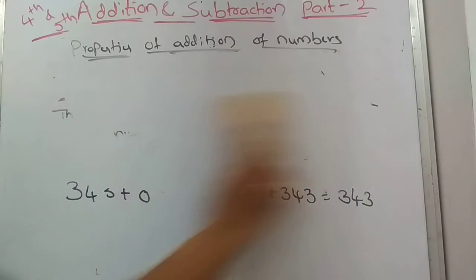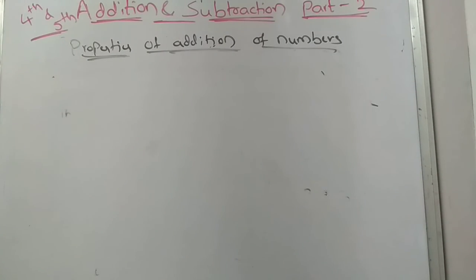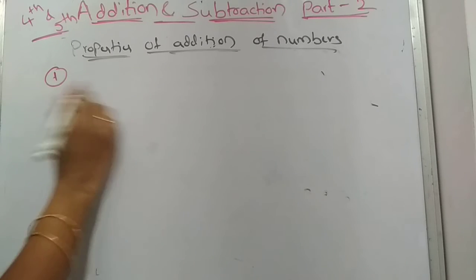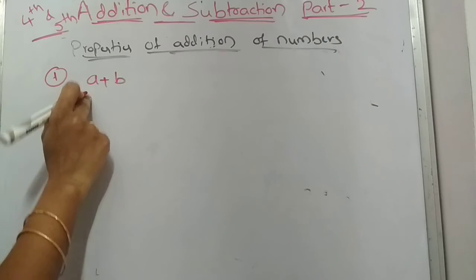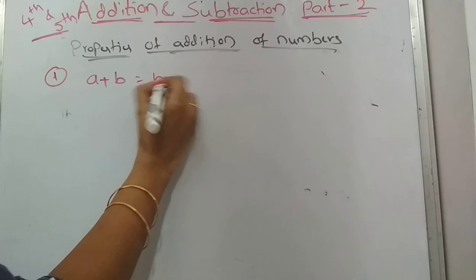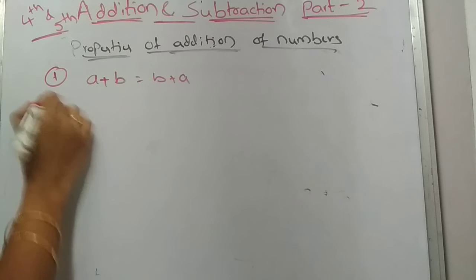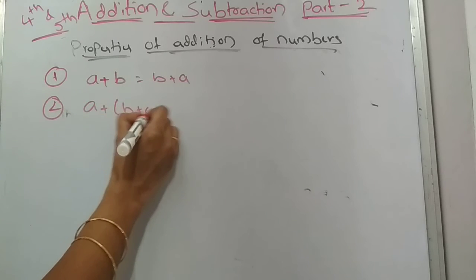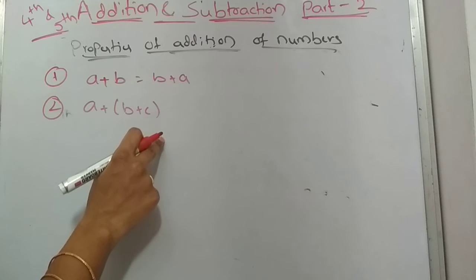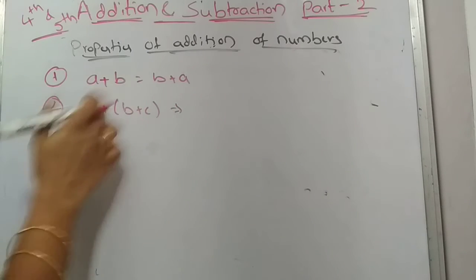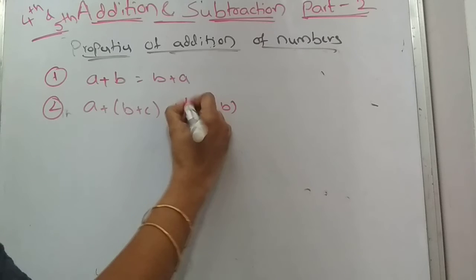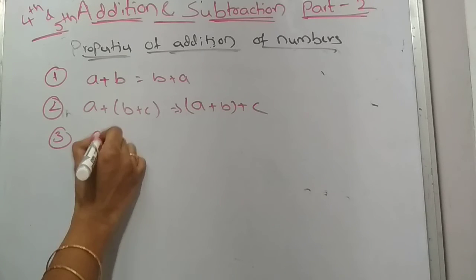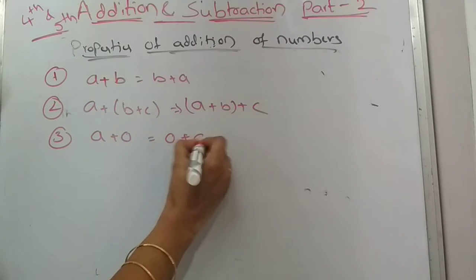What we learned today? First one is the order property of addition. Next, the grouping property of addition. Third one is the additive property of 0. The order property of addition means A plus B, any two numbers, you can add in either order. Second, the grouping property means A plus B plus C, where A is one number, B is another number, C is another number. Third one is A plus 0 equals 0 plus A equals A.